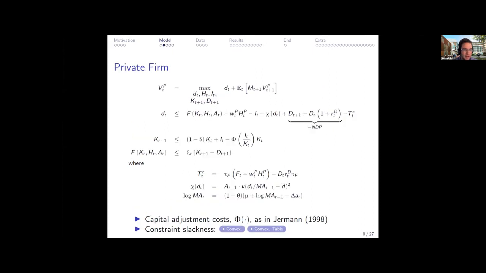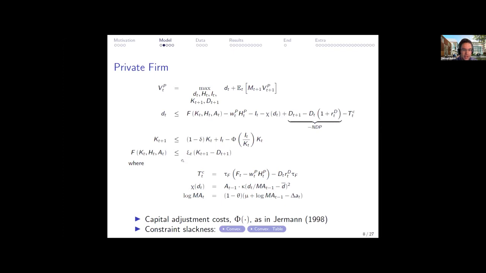Speaking of the domestic corporate sector, the private firm makes labor, investment, and financing decisions. In the budget constraint, we see that the firm's net equity payout, little d, is equal to its output, less wages, less investment, equity issuance cost, net debt payout, and taxes. There's a corporate tax that incentivizes the firm to issue debt in order to take advantage of its interest rate tax shield. However, the firm is limited in its ability to issue debt because of a collateral constraint. We use the same collateral constraint as in Jermann and Quadrini 2012, and this constraint effectively pins down the level of debt.